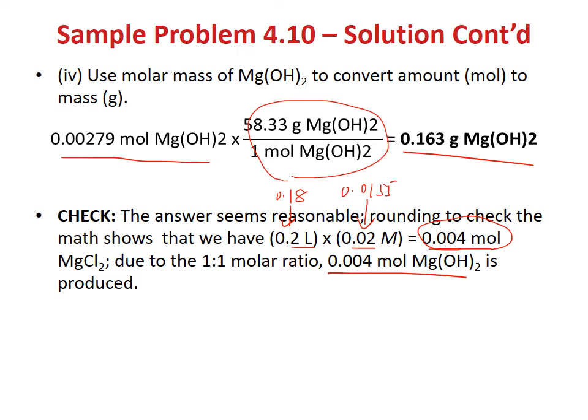But since 0.18 was increased to 0.2, you would expect the actual answer to be less than this. And what we get is this number, which is approximately 0.003. So comparing these two, it's reasonable.